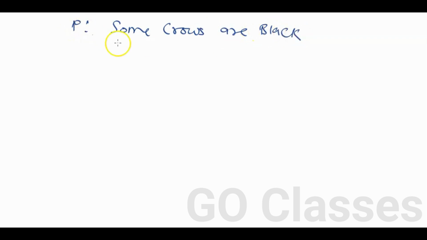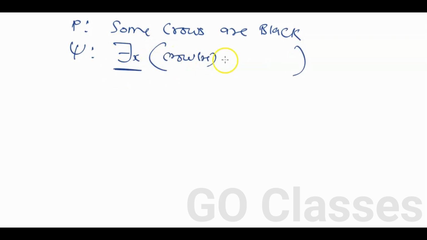Now let's consider what the correct translation is. The correct translation is very simple. Some crows are black. Okay, so this is our statement. Let's call it statement P. Now the correct translation is this: there exists x in the domain, there exists an element in the domain such that it is a crow and it is black. Okay, now let me prove that this is a correct translation.